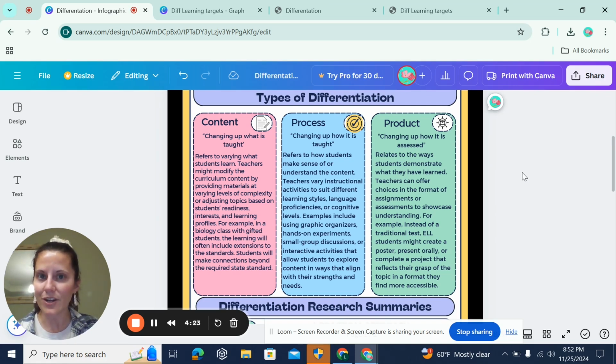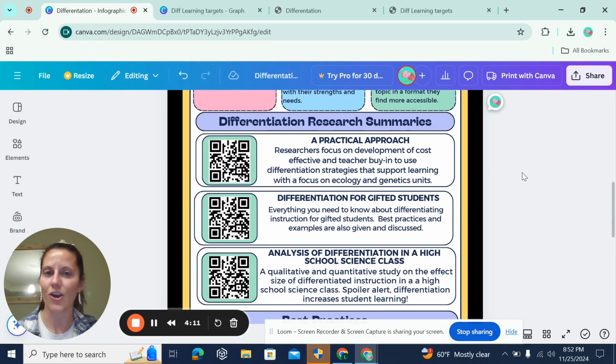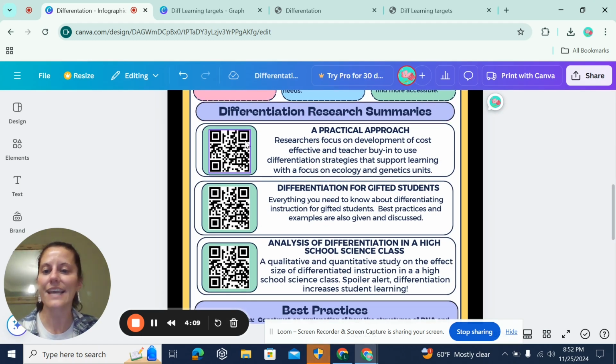Of course, we always want to meet our standards, but with our gifted population, we want to make sure we go beyond the standard and offer extensions where we can get them to that distinguished level of learning. You can see we have 3 different research articles with easy to scan QR codes to take you to the direct article, as well as a brief summary so you know what you're getting into.